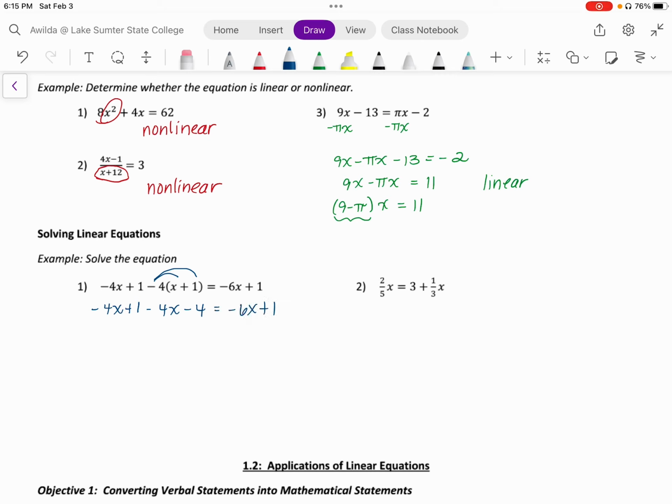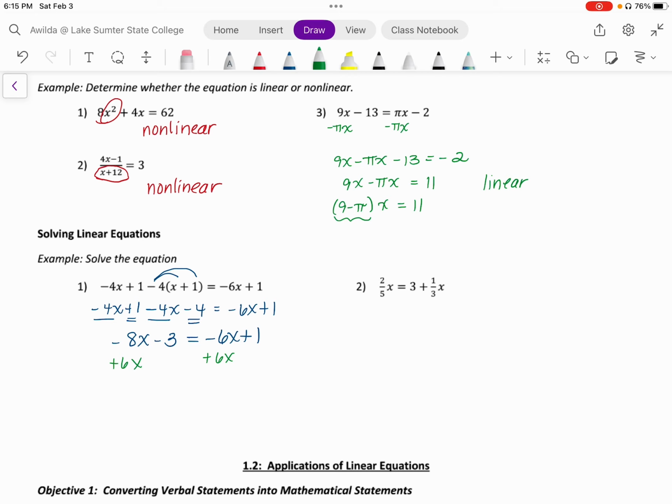On the left, let's combine like terms. We have a negative 4x and another negative 4x. That's going to give us a negative 8x when we add them together. And then we have a positive 1 with a negative 4. That's going to become a negative 3. Now, this looks a lot simpler than what we started out with, which is wonderful. Our next task will be to group the x terms on one side of the equation and then group the constants on the opposite side of the equation. So to do this, I am going to add 6x to both sides, and that's by choice.